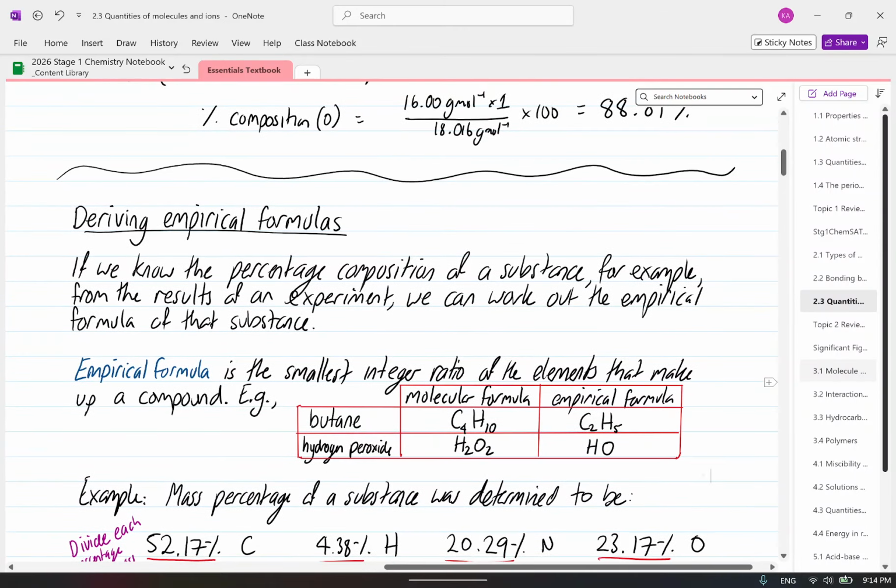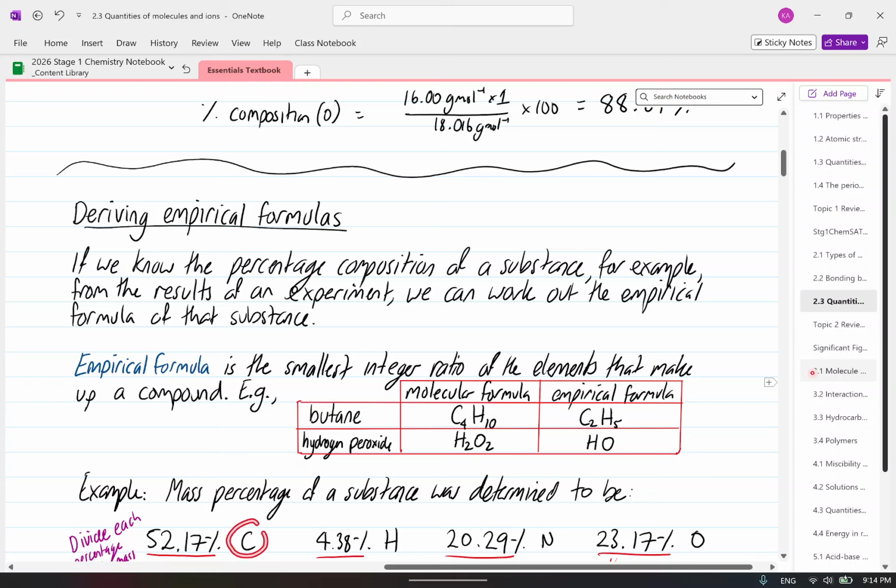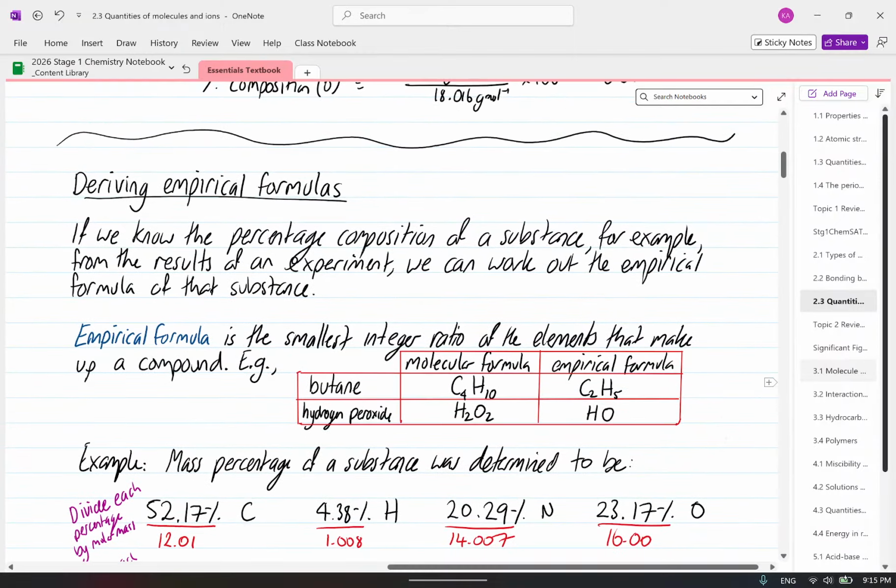So without showing you the calculation, carbon, we'll be dividing that by 12.01. Hydrogen will be 1.008. Nitrogen will be 14.00 probably. And oxygen will be that 16.00 that we saw before. And look at that, nitrogen is close. I just went to another significant figure. It's not really a big deal.